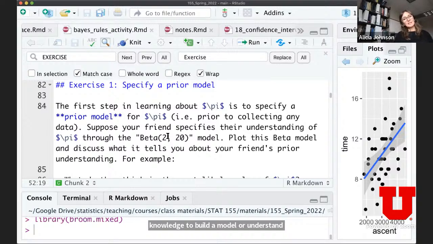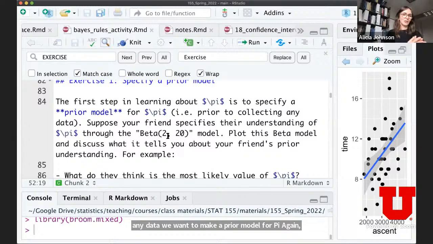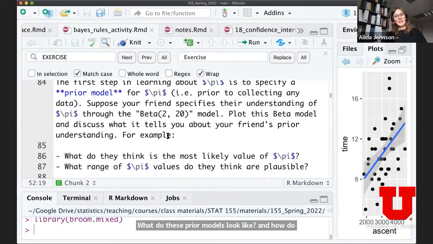So the first step here is, prior to collecting any data, we want to make a prior model for pi. And again, there are a lot of details that I'm going to skip over in terms of what can inform a prior model. We're just going to play around with what these prior models look like and how we interpret them. So in this case, suppose we have a friend that specifies their understanding of pi, the proportion of people that believe in climate change, and they say that their model for pi is Beta(2, 20). If you've taken probability, you might be familiar with the beta model. If not, it's fine. It's mainly just a mathematical representation, and we'll focus more on what that looks like.